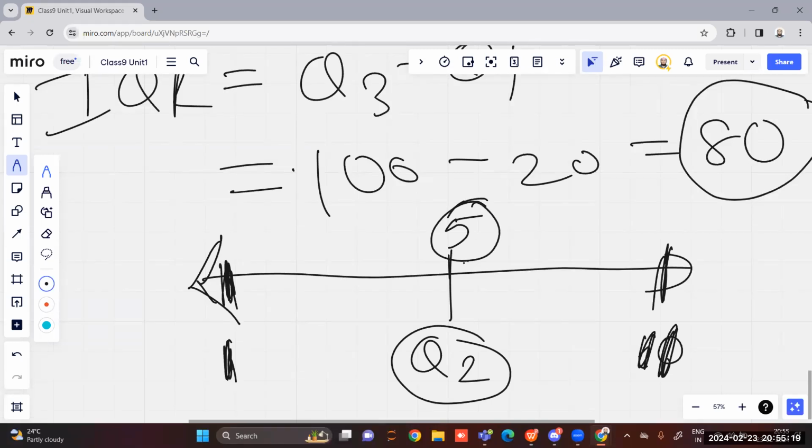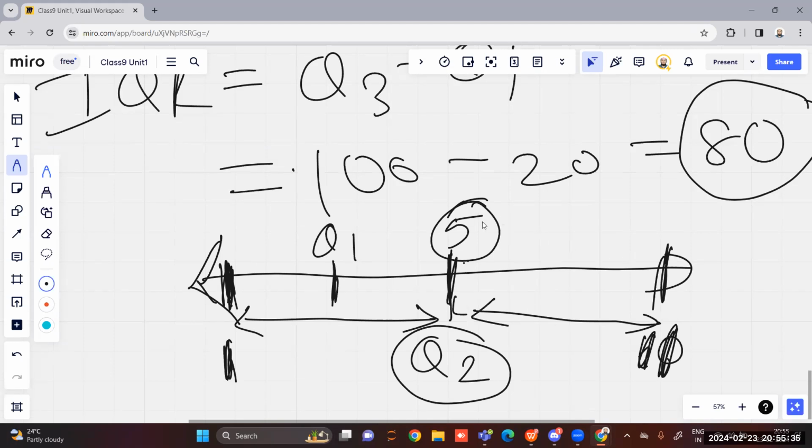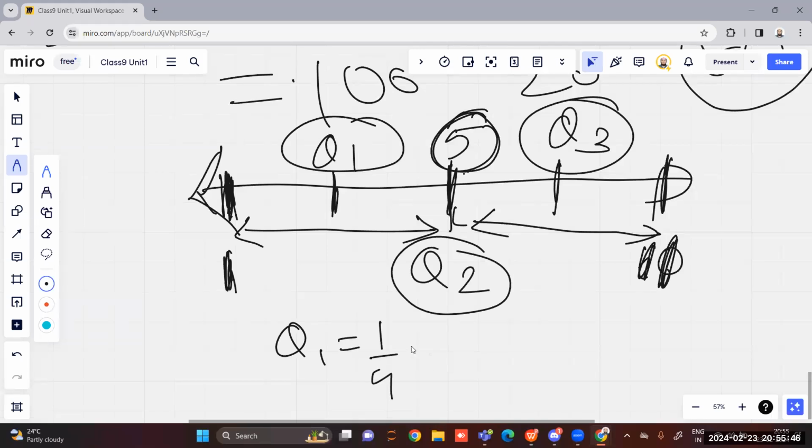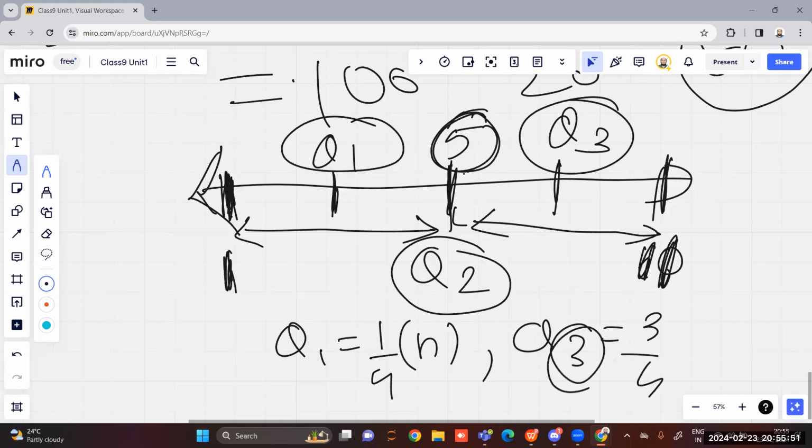Yes. Correct. And the median of this whole line from 1 to 5 is known as Q1. And from Q2 to this 11, the median of the data points from 5 to 11 is known as Q3. You got the second definition correctly? You can use both of the things. Either you can use the formula 1 by 4th of the n data points, and Q3 is 3 by 4th. Remember this 3, we have to divide it by 4, and remember this 1, we have to divide it by 4 and multiply it by the number of data points.